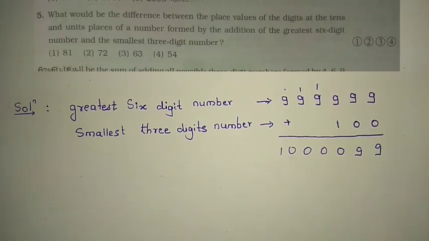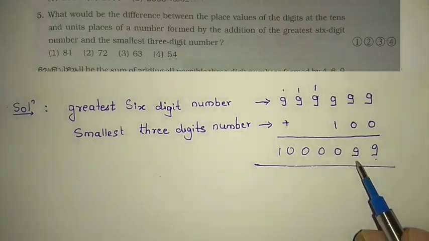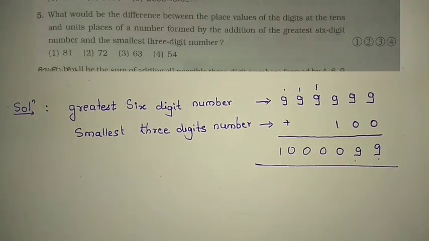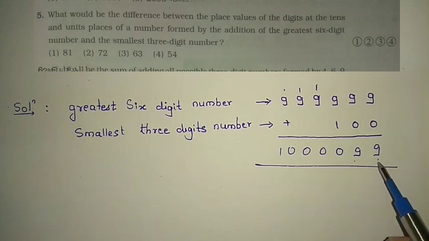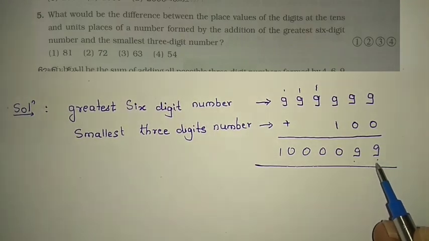Now we have to show the difference between the digits in the new number formed by the addition of these two numbers. In this number, the unit place is 9 and the 10 place is also 9. So we have to tell the difference between the number at unit place and 10 place. Write both in expanded form.